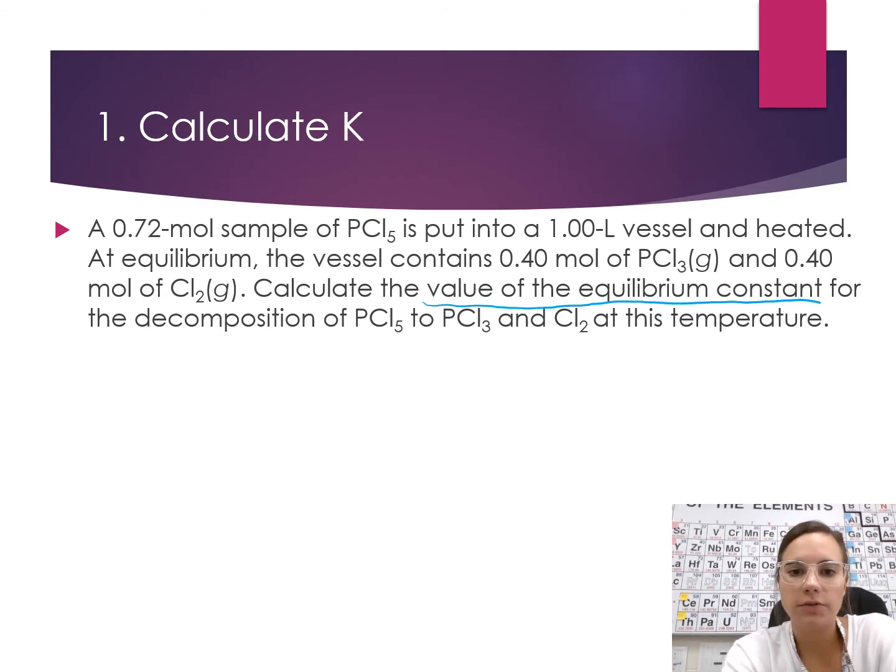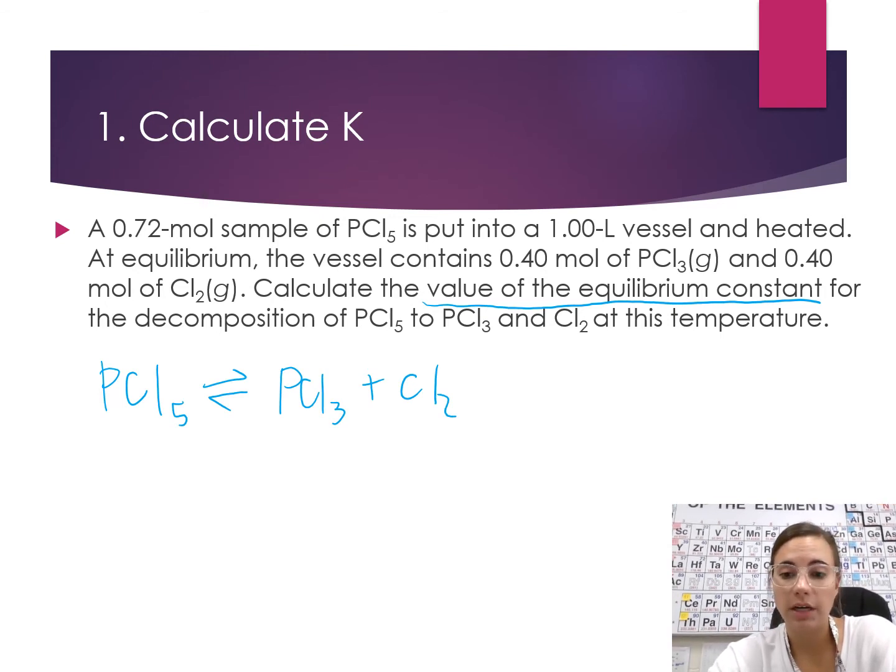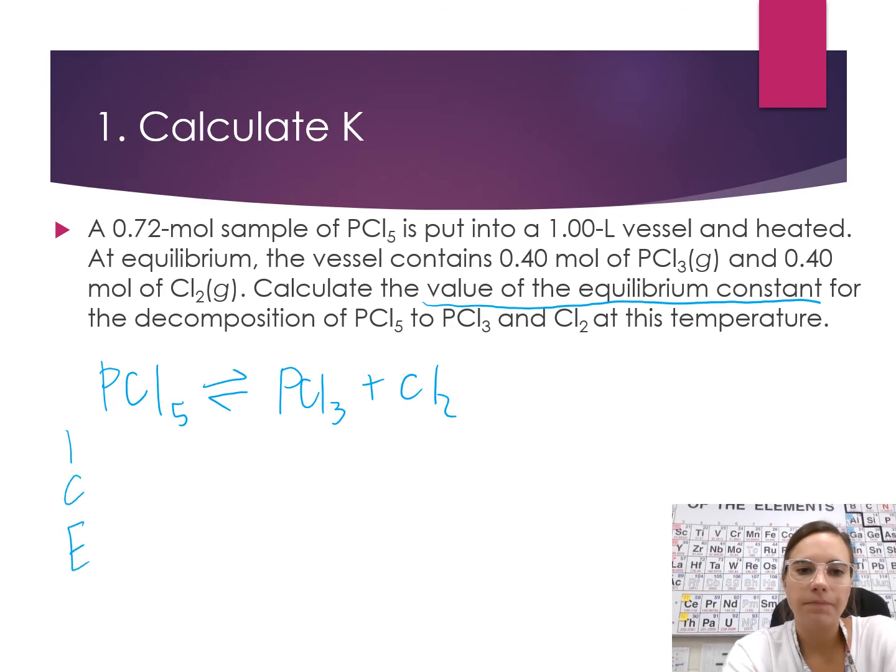All right, so first of all, I need to write a balanced equation. So PCl5 decomposing into PCl3 plus Cl2. So that's already balanced, so I don't need any coefficients. So then I'm going to set up my ice chart.